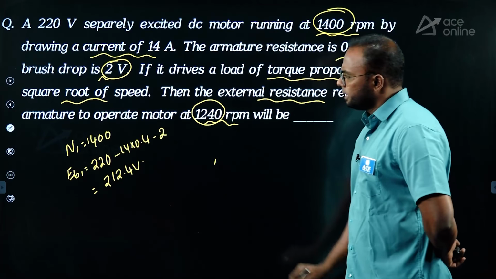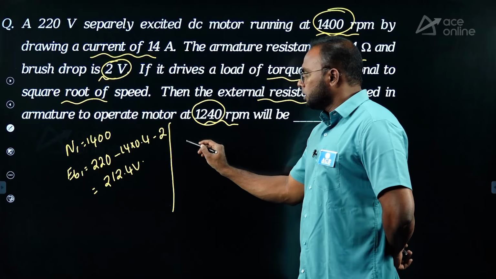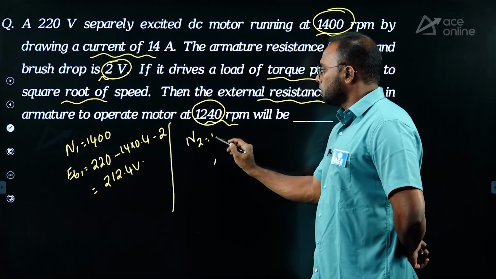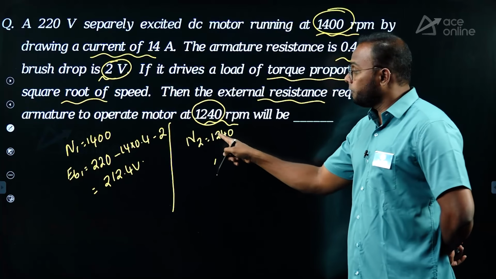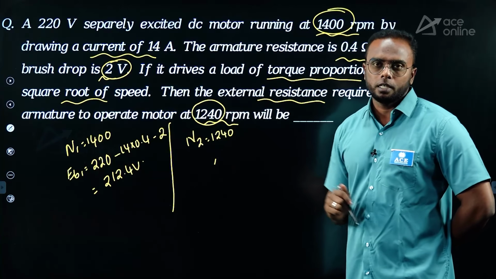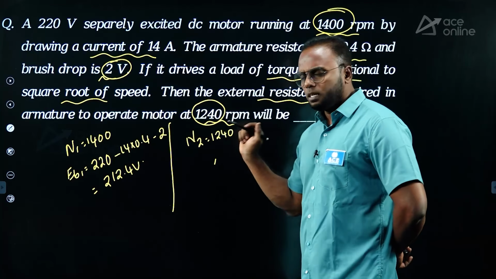This is EB1, the initial case. Now we have to reduce the speed to N2 equal to 1240 rpm. Then we have to find the new back EMF again here. When we get this speed after addition of external resistance, the current also will change.